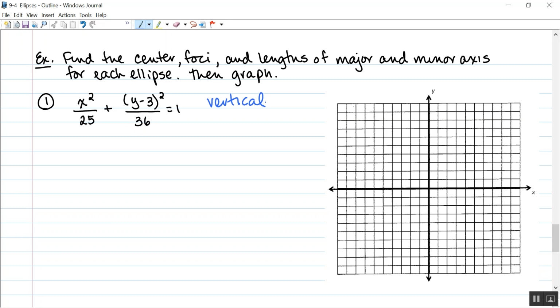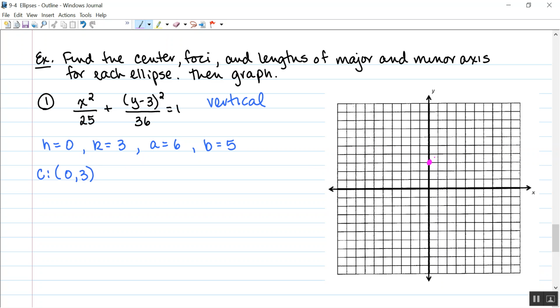Okay, and I can read off some of these values here. So my h is going to be 0 because that's the same as (x minus 0) squared. My k is 3. a is going to be the larger number, so a squared is 36, so a is 6, and b is going to be 5. Okay, so my center is the point (0, 3), and maybe I'll go ahead and graph that.